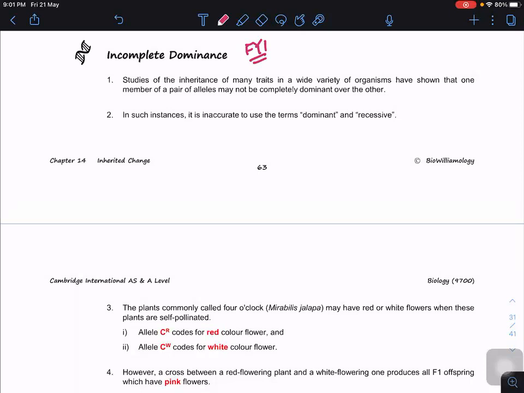Okay, so the study of inheritance of many traits in wild varieties has shown that one member of a pair of alleles may not be completely dominant. Most of them are not totally dominant over the other. Are you clear? So it's not so accurate to use the term dominant or recessive in this condition, because they are not totally dominant. They actually show some degree of dominance, and they also show some degree of recessiveness.